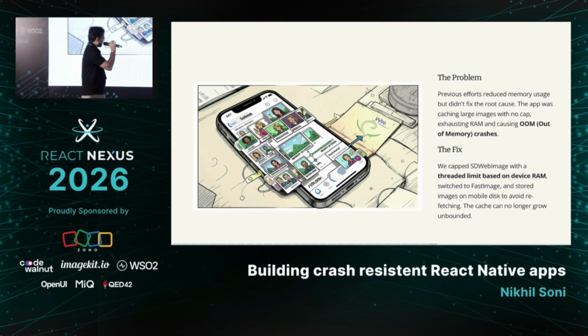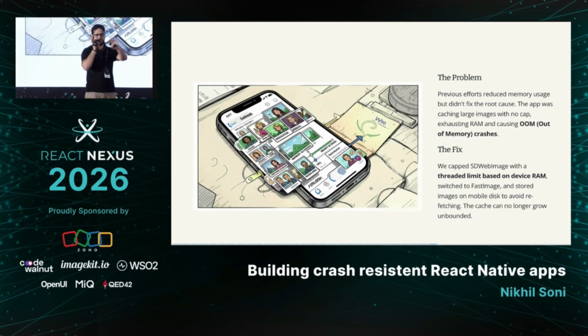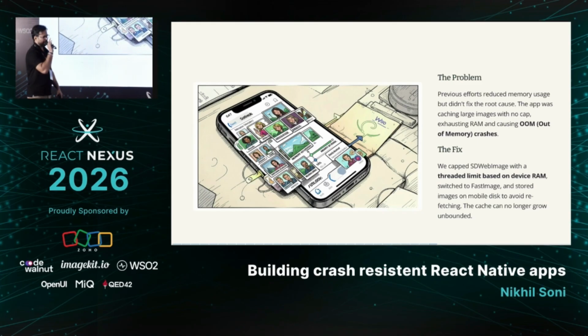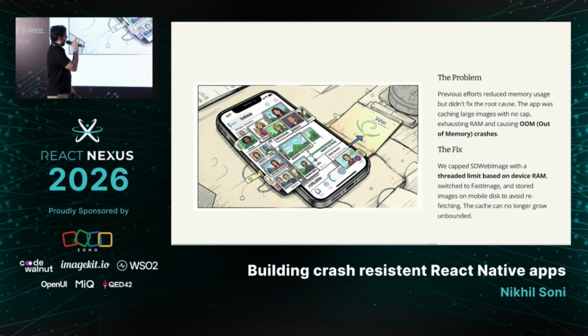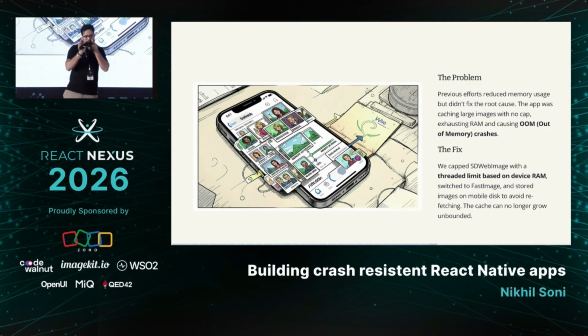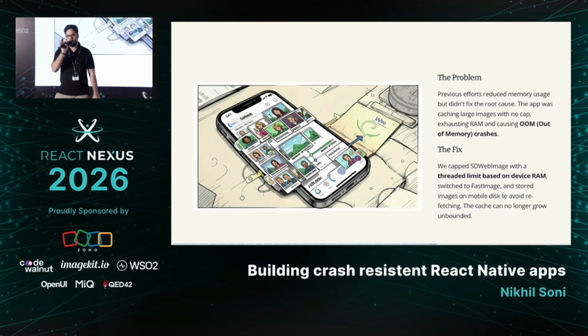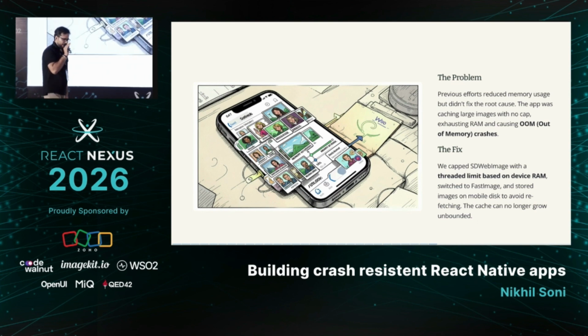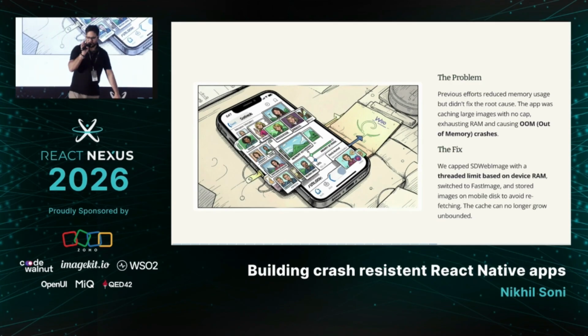So there is something called SDWebImage. Anyone aware of SDWebImage? Okay, a few. SDWebImage helps you render your images and cache the images in iOS, which is very important when it comes to caching. How SDWebImage works is, you have unlimited caching. It provides the caching limit according to the amount of memory the device has. For example, if your mobile has 4 GB of RAM, it will provide 4 GB. If you have 8 GB, it will provide 8 GB. So there is no cap.